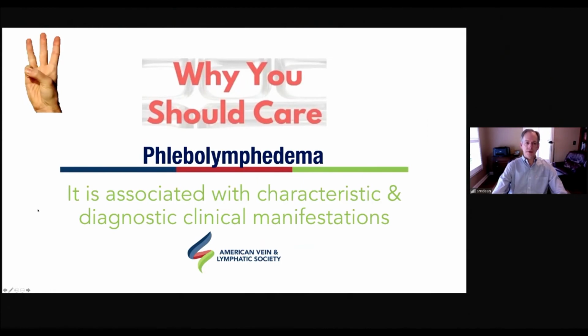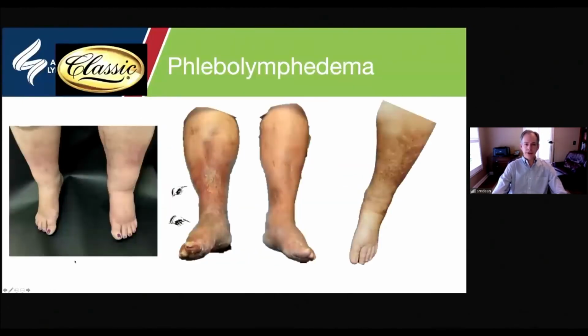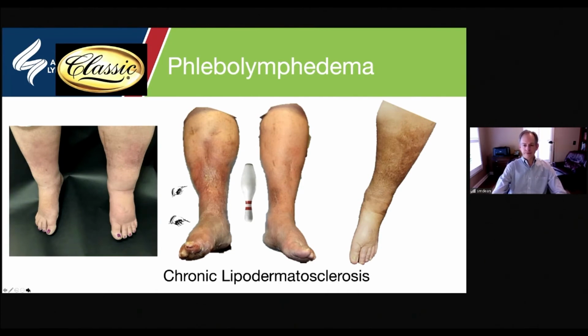Third reason you should care, it's associated with characteristic and rather diagnostic clinical manifestations, such as seen here. If you had any limbs like this in your office, I would just think all these are textbook representations of phlebolymphedema. We have leg swelling, we have a modest amount of foot swelling, we have stasis hyperpigmentation, we have some lipodermatosclerosis. These patients have obvious phlebolymphedema. And all of these, by the way, clearly would have a reactive fibrotic environment.